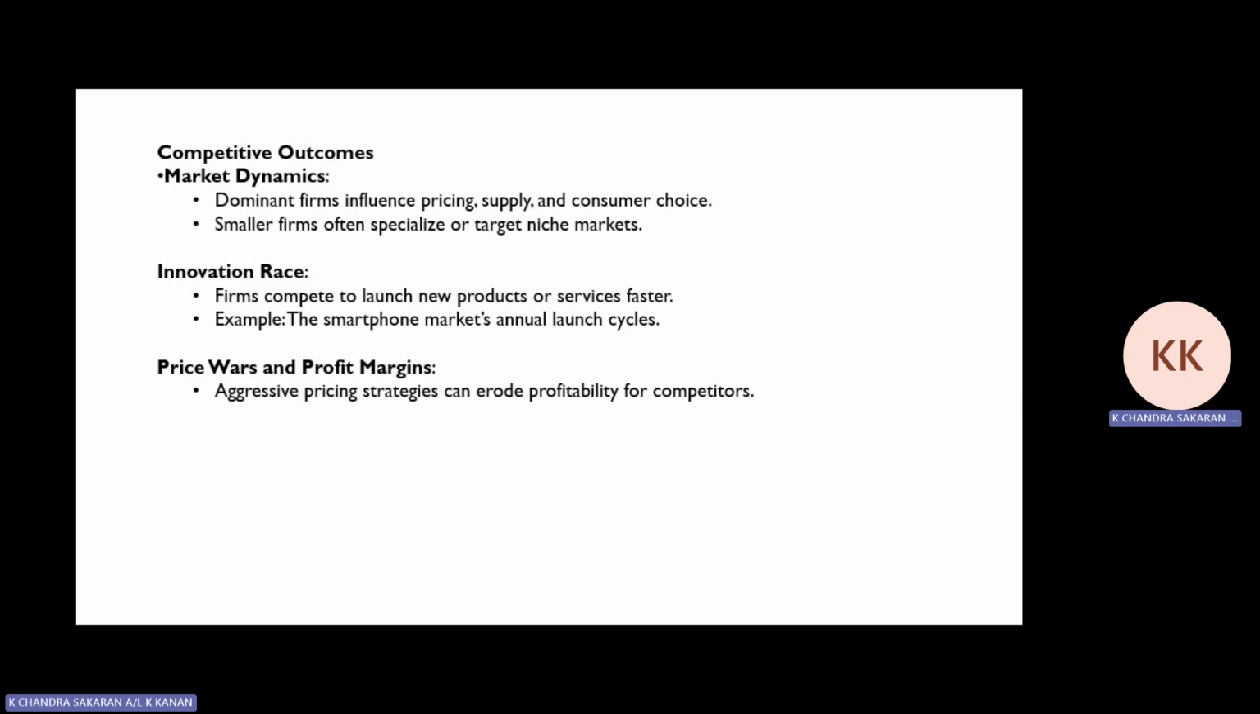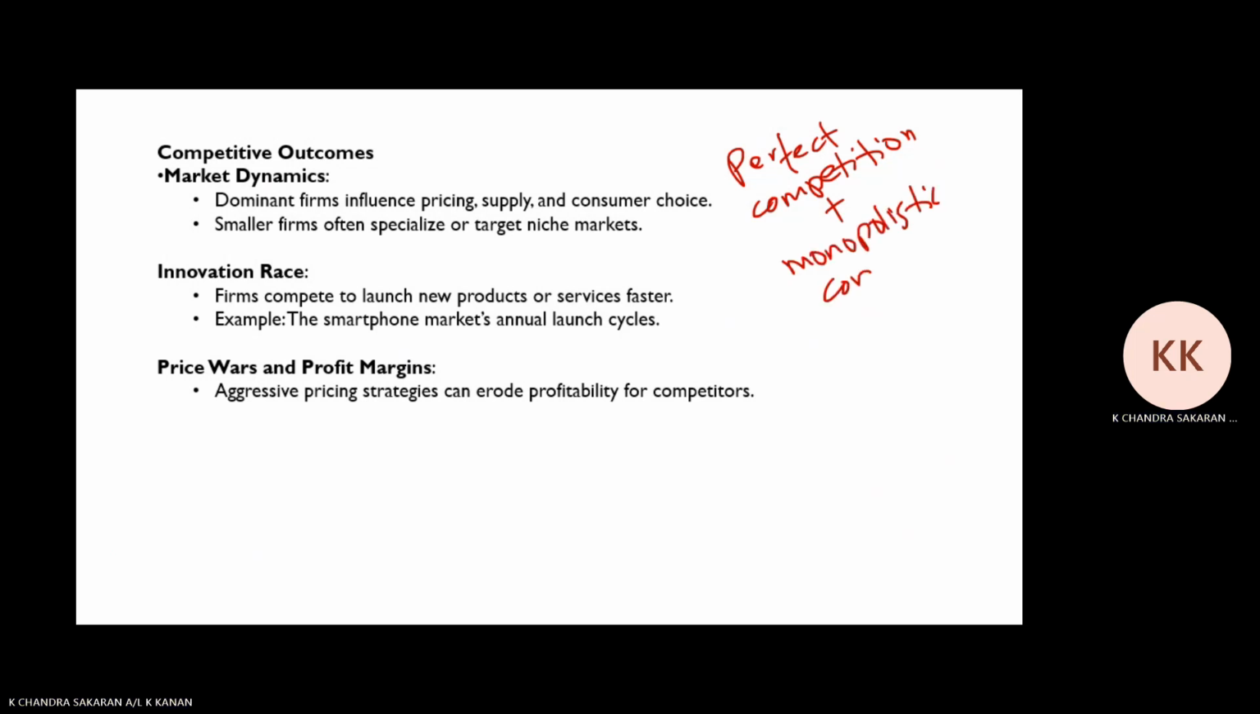Competitive outcome, market dynamic. So what happens when the market is very, very competitive? For example, perfect competition. I want you to relate to what you have studied in monopolistic competition. In these two kinds of market structure, you'll find the level of competition is very high, correct? There are so many competitors.